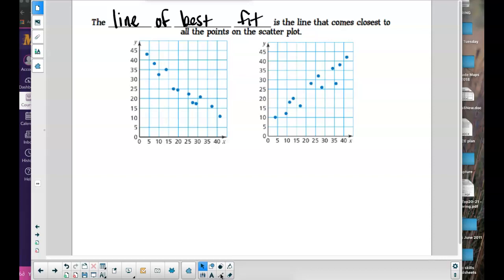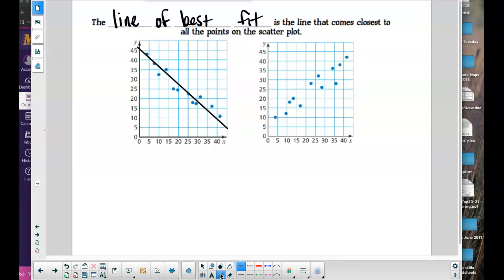So if I was going to draw a line of best fit on this graph, it would look something like that. I want you to draw in that line. Notice there are about 4 or 5 dots above the line, about 4 or 5 dots below the line, and a couple dots on the line. It shows the general trend of the data. You can see that in general, it's going down.